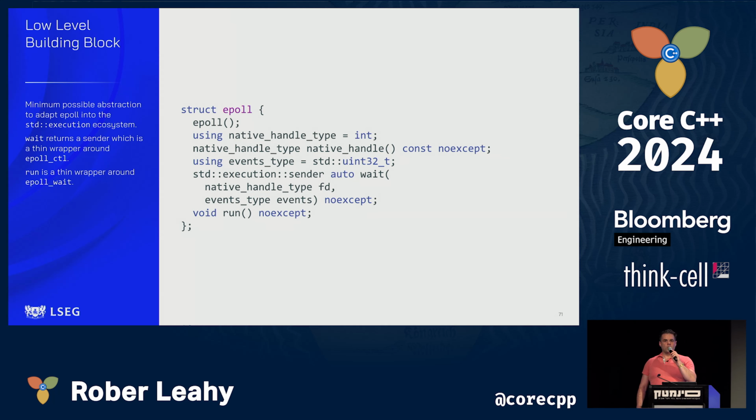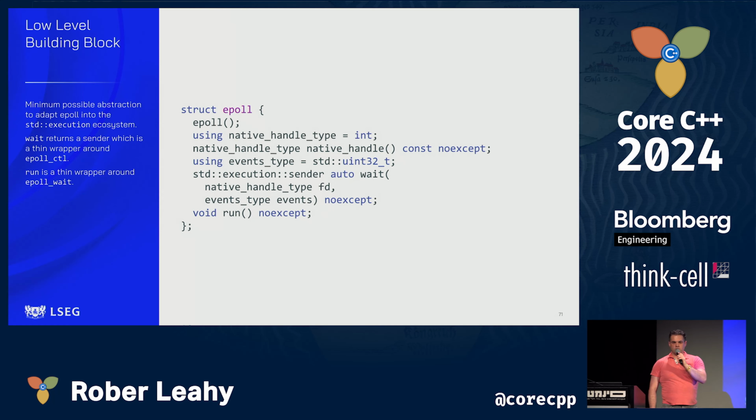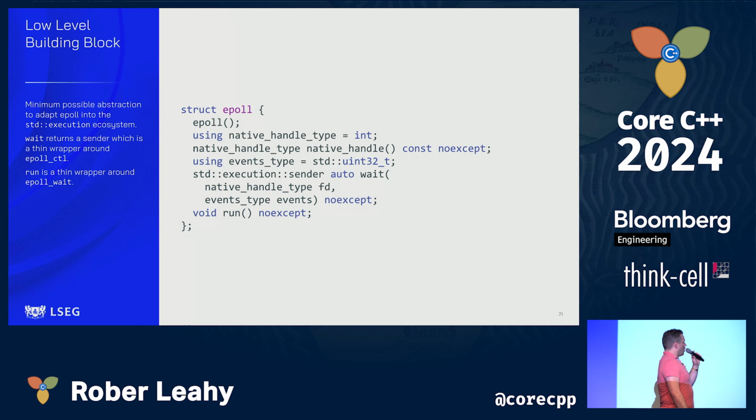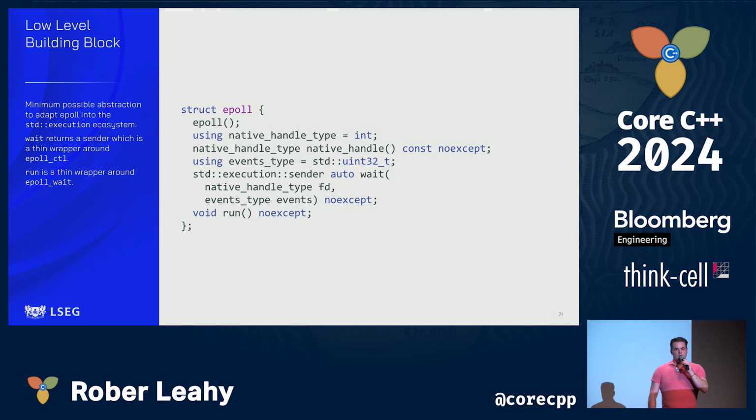This is a very important part of this API. If you don't call run, you don't make forward progress. If you don't make forward progress, you don't satisfy receiver contracts. If you don't satisfy receiver contracts, you broke the model. And so if you call wait and get back a sender, connect and start it, you had better come back and call run, otherwise your program is not going to behave in a sane way.